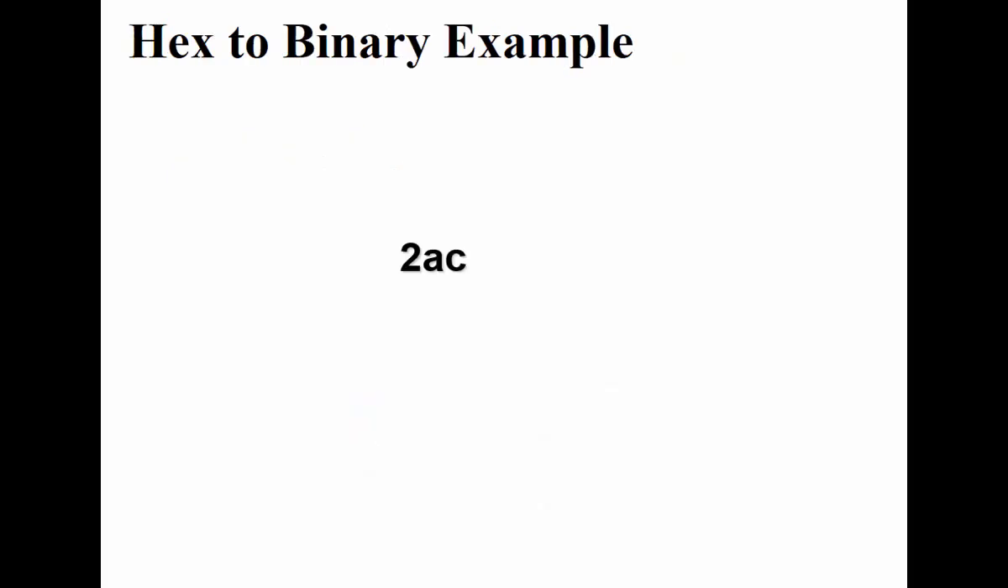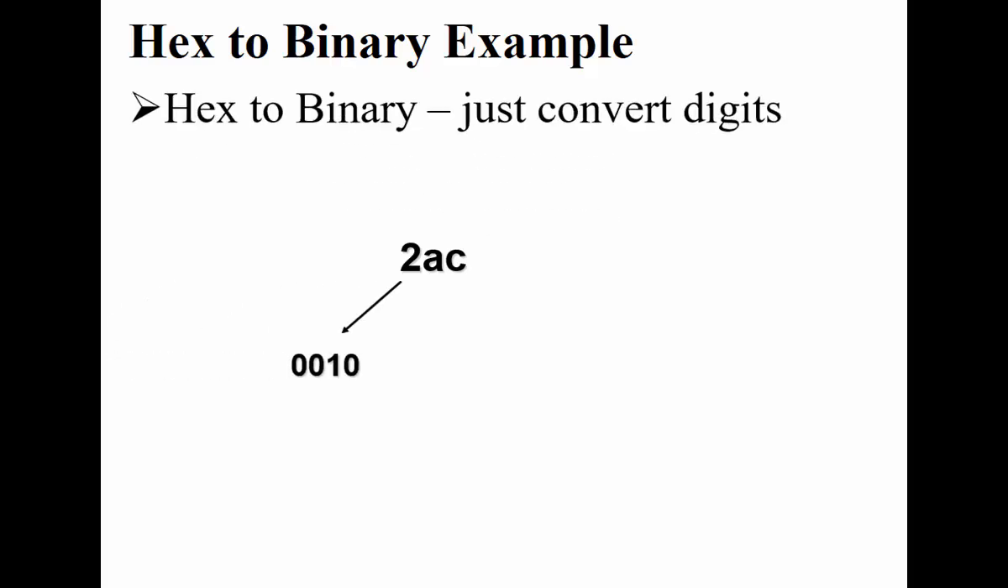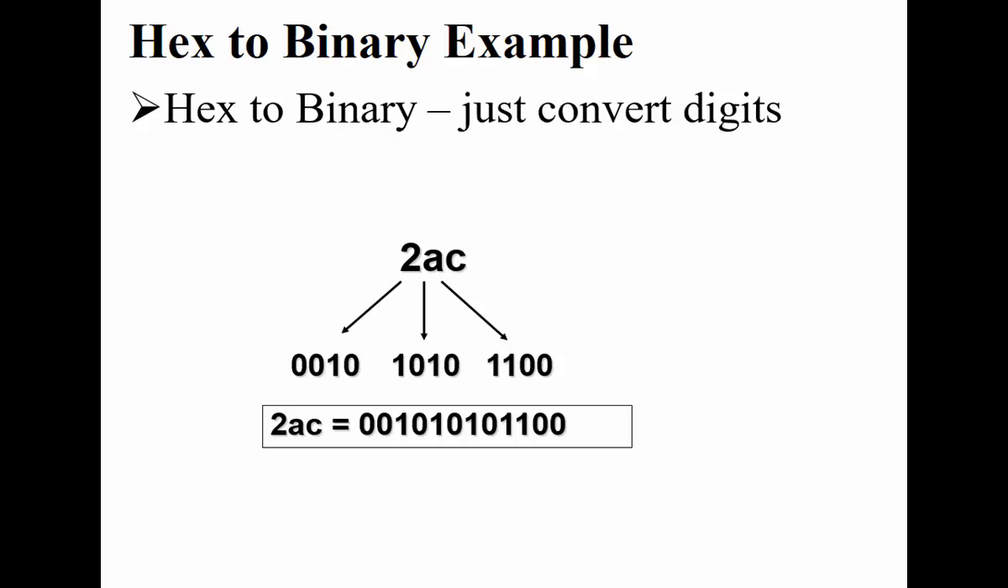Now if I give you the hex and I ask for the binary, it's a very easy task. You don't need to do any calculation. Each digit in the hex represents 4 bits. So 2 is 0010, A is 1010, C is 1100, and this is then the number. Just concatenate them.